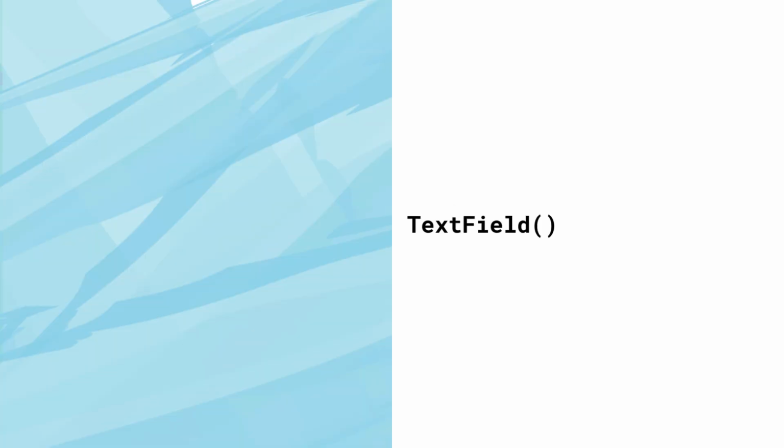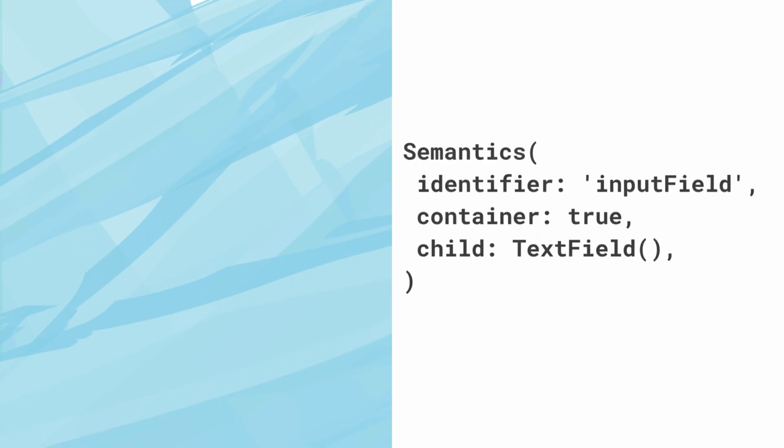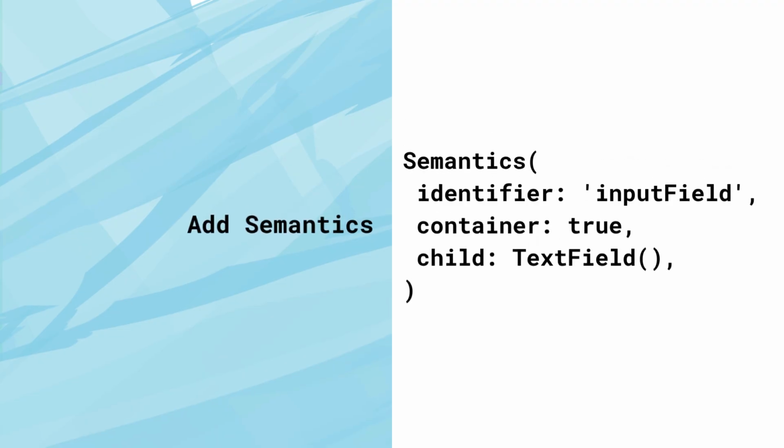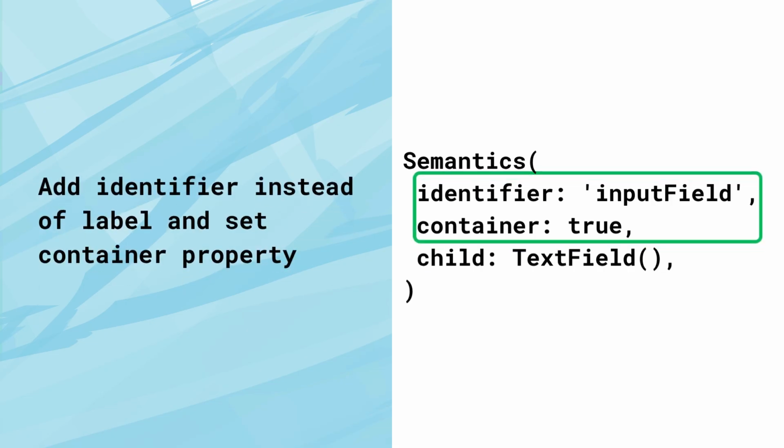Here's a basic TextField widget in Flutter. While it's perfectly functional, this alone won't give Appium enough information to locate or interact with it effectively. To make this accessible to Appium, we wrap it in a semantics widget. We set an identifier, in this case input field, and mark it as a container. This tells Appium what this field is and makes it visible in the accessibility tree.